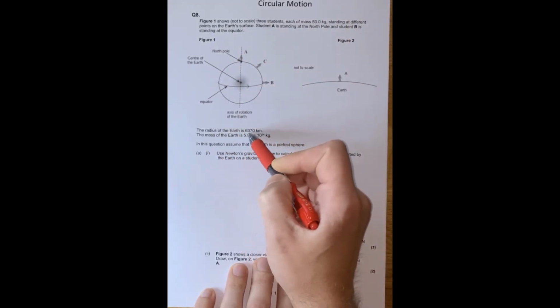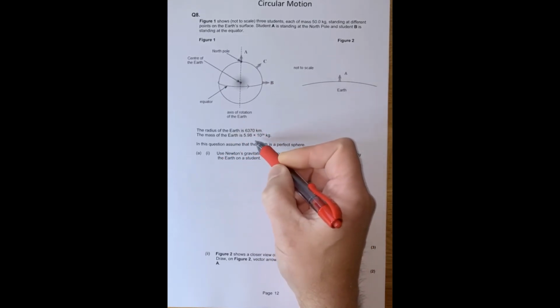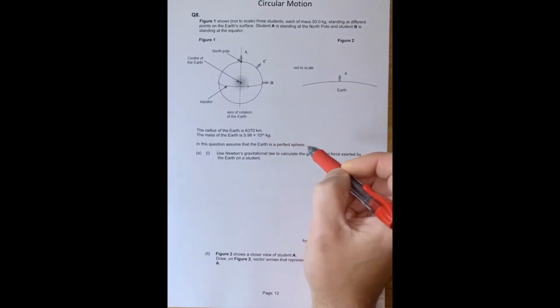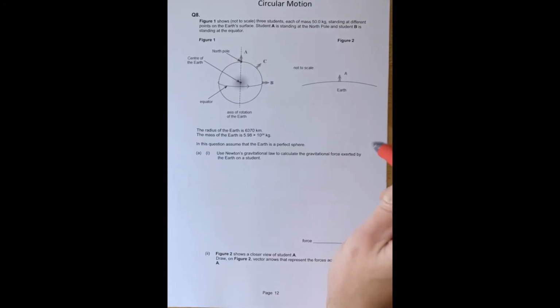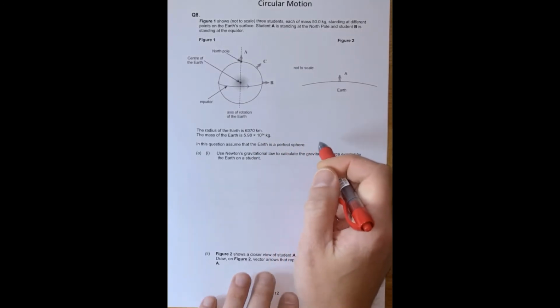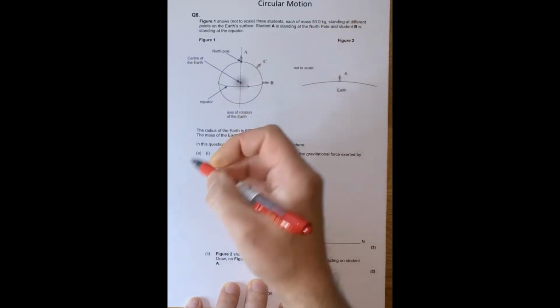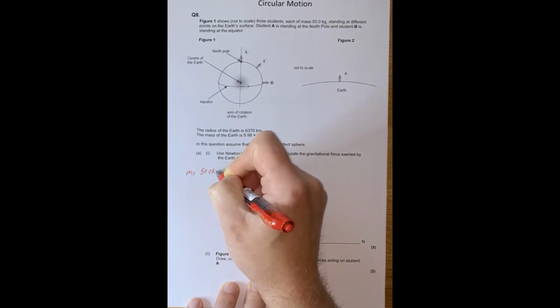The radius of the Earth is 6,370 kilometers. The mass of the Earth is 5.98 times 10 to the 24 kilograms. In the question, assume that the Earth is a perfect sphere. Use Newton's gravitational law to calculate the gravitational force exerted by the Earth on the student. Okay, so let's just pull out some numbers here. We've got the mass of the student is 50 kilograms.